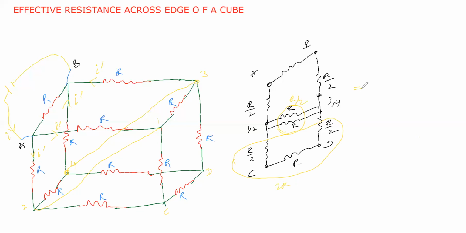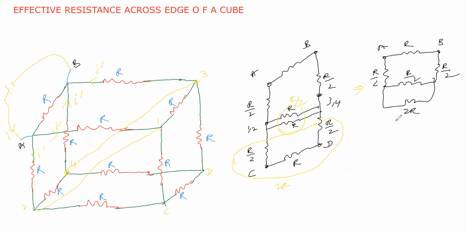Then by simplifying this diagram, we are going to rearrange it again. Here this is point A, this is point B. We have to find the effective resistance across A and B only. Here R by 2 is there, and here R by 2 is there. Now this effective resistance we take as R by 2, and this complete resistance as 2R, because this R by 2 and this R by 2 are in series, giving 2R.